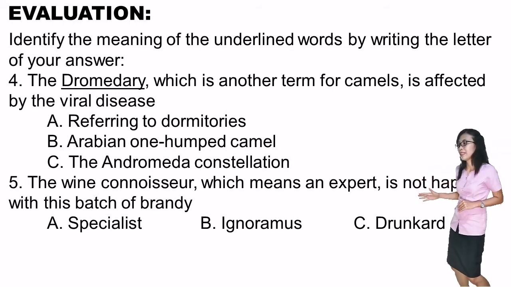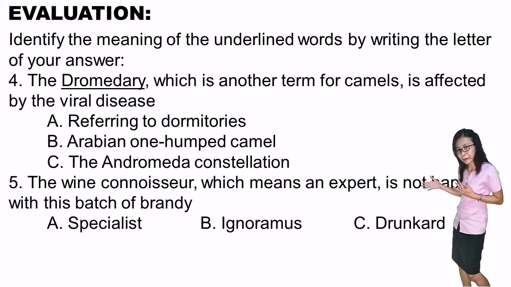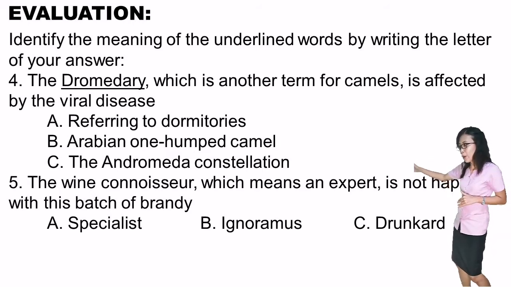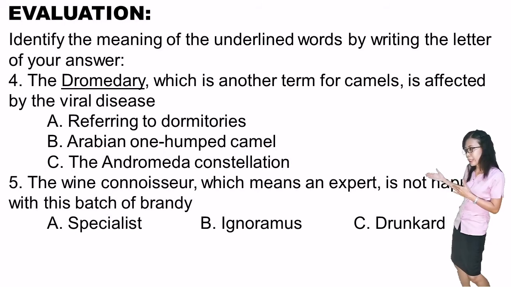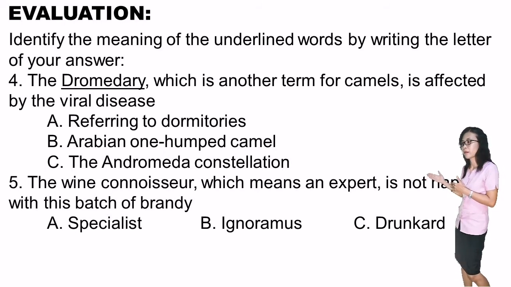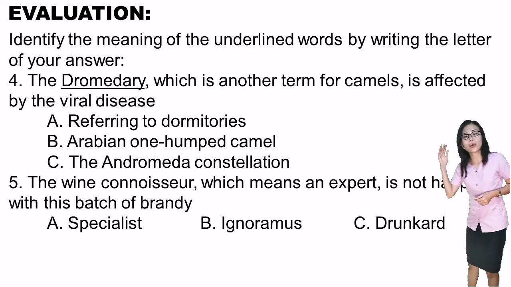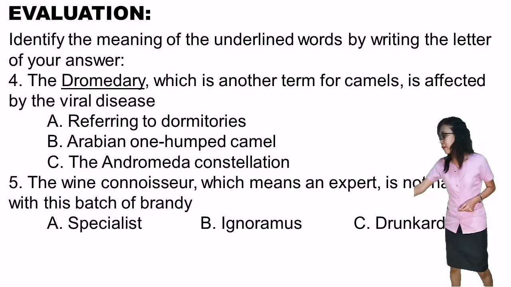And the last sentence is number 5. The wine connoisseur, which means an expert, is not happy with the batch of brandy. In this sentence, the given underlined word is connoisseur. What is it? A. Specialist. B. Ignoramus. And option C. Drunkard. What is your answer? Just write the letter of your answer again.